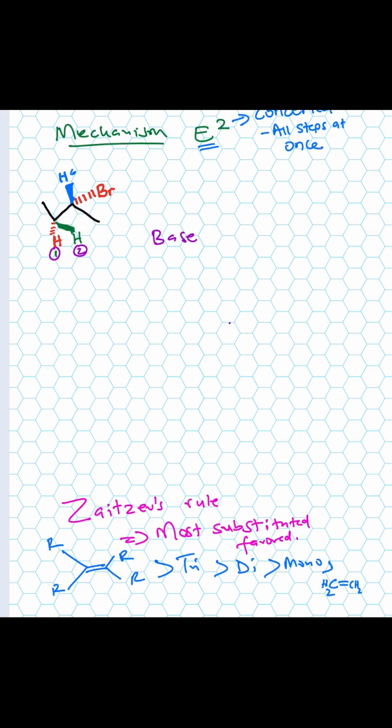The E2 elimination is a concerted reaction. That means all the steps occur at once. This is different from SN1 and E1, where the first step is the formation of a carbocation intermediate.